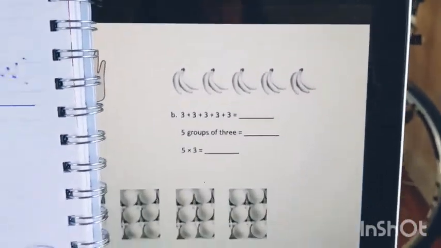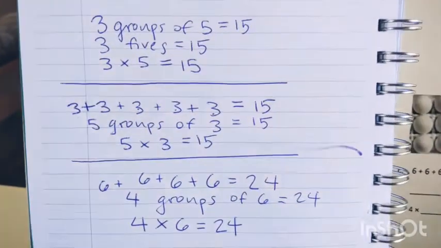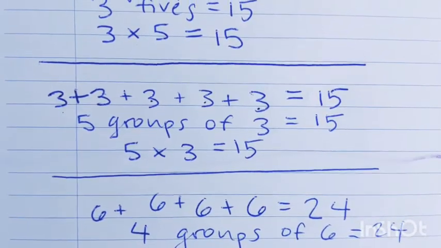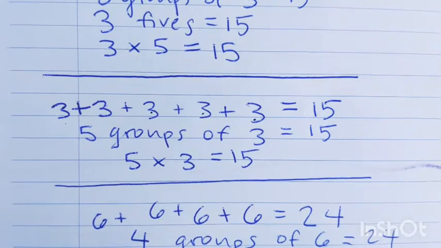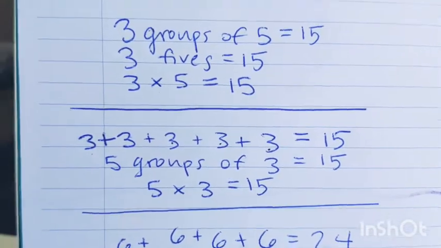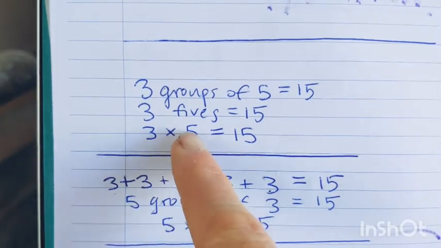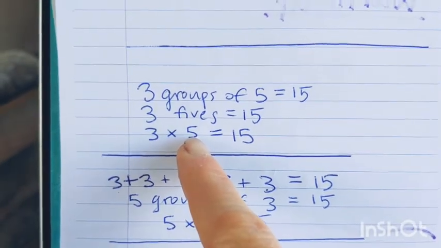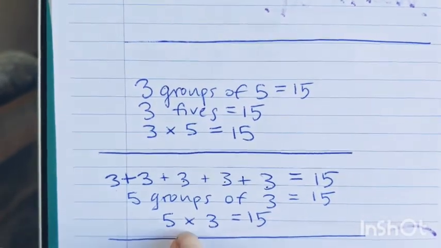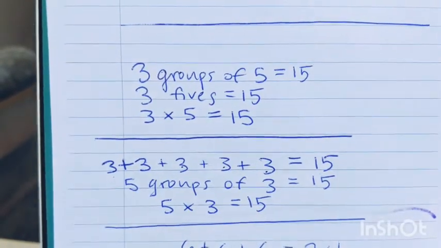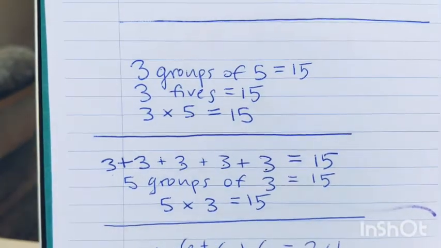We can also write that as 5 groups of 3 equals 15, and 5 times 3 equals 15. So you can see that for multiplication, if you have 3 times 5, it gives you the same answer as 5 times 3. So 3 groups of 5 is the same thing as 5 groups of 3.